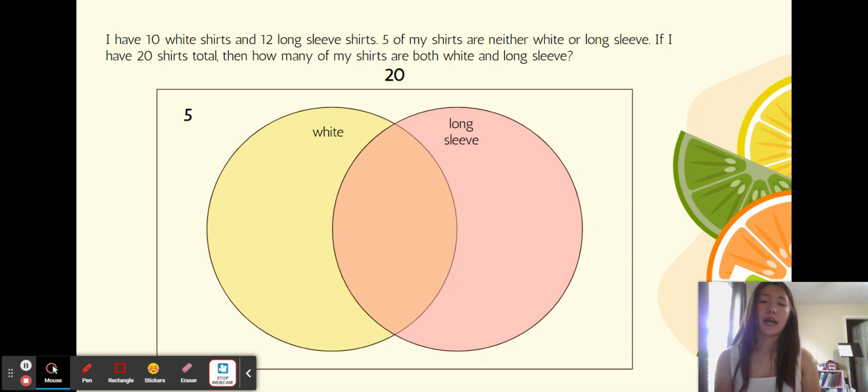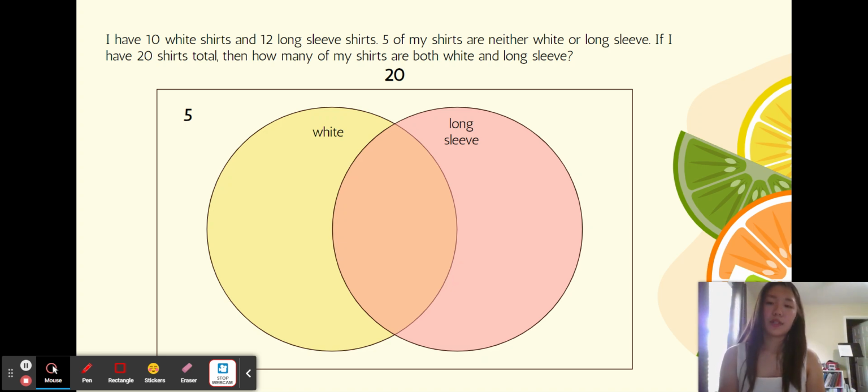So I know there's 5 shirts that are neither white nor long sleeve, so 5 belongs outside of both circles, but still it's part of the 20 total shirts. And so 20 goes at the outside, like at the top, to show that there's 20 total, and 5 is still in the diagram but outside of the two circles.